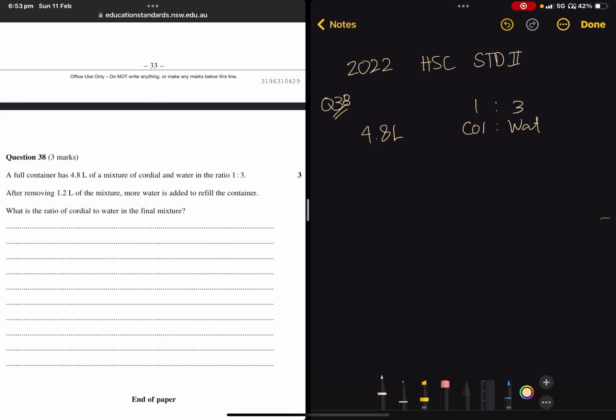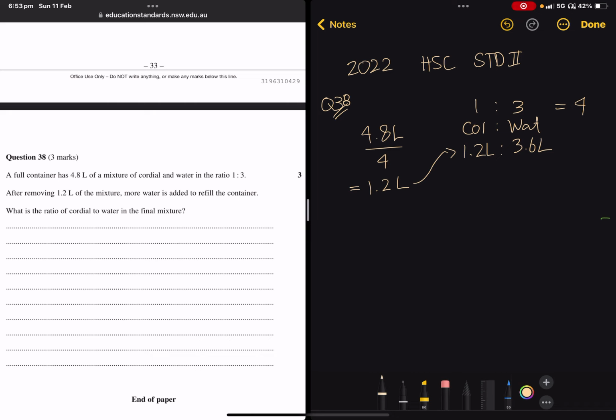Okay, so if we think about this container, that is 1 part cordial, 3 parts water, we need to work out how many litres there are of cordial and how many litres there are of water. So we add 1 and 3, this gives us 4. Divide 4.8 by 4, this gives us 1.2 litres. That means each part is 1.2 litres. Multiply this through, this means there's 1.2 litres of cordial and 3.6 litres of water in the original mixture.